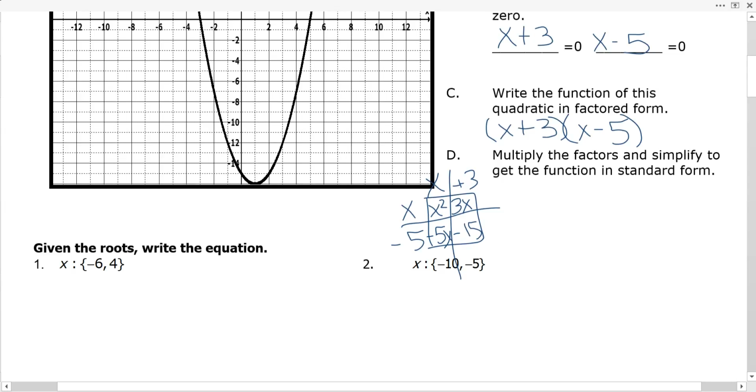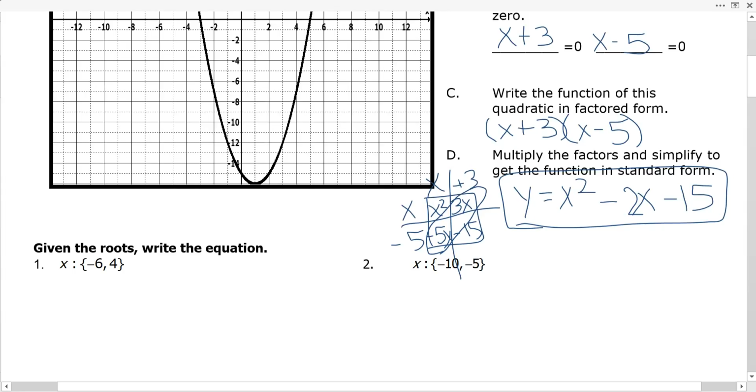So my standard form is going to end up being y equals x squared. I'm adding together my 2 like terms, so I have 3x minus 5x, so I have minus 2x minus 15. So here's my standard form, and that's what we're going to be doing on this worksheet. So let's keep practicing.